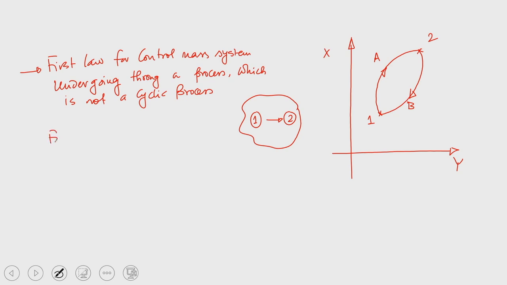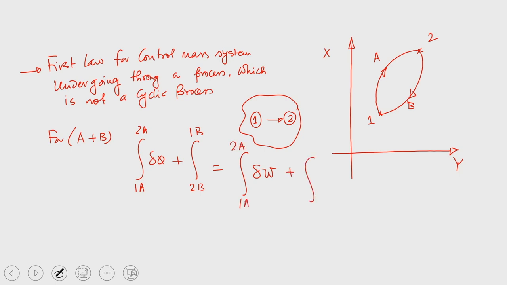For A plus B, we can write the integral of del Q from 1 to 2 along A, plus the integral of del Q from 2 to 1 along B, equal to the integral of del W from 1 to 2 along A, plus the integral of del W from 2 to 1 along B, right. That is what we are writing.